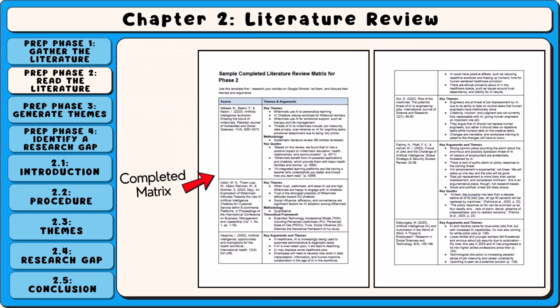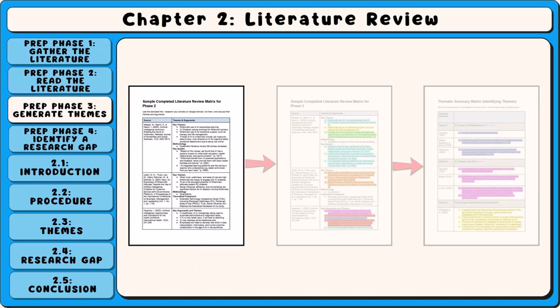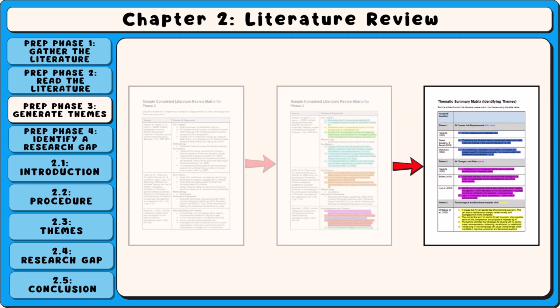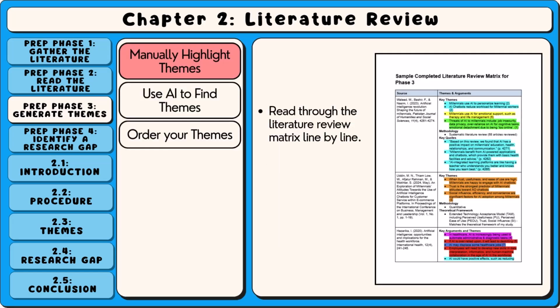By the end of preparation phase 2, you will have completed a literature review matrix like this one, where you've read anywhere between 20 and 50 articles and taken notes on each one. Preparation phase 3 is where you generate themes across the literature. Here, you're going to get your completed literature review matrix and highlight potential themes before clustering the themes together into thematic groups. Let's look at how this is done.